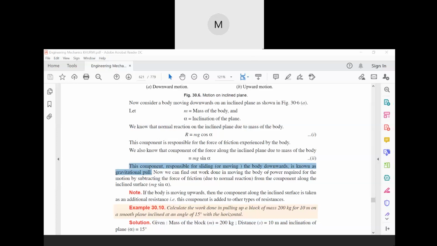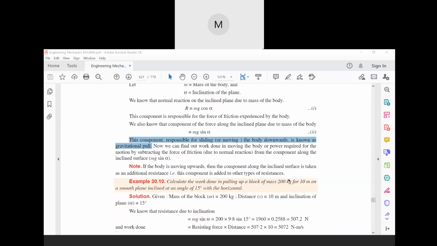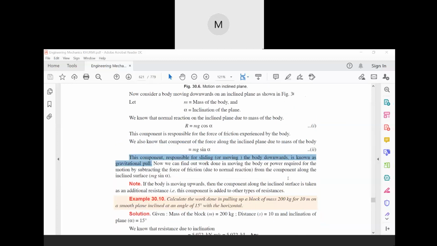So now we can find out the work done in moving the body or power required for motion by subtracting the force of friction due to normal direction from the component along the inclined surface. That means mg sine alpha. So how can we find out the work done in moving the body or the power required by the motion? Subtracting the force of friction due to normal direction from the component along the inclined surface, that means mg sine alpha. So now we'll do one numerical, then you will understand the concepts.